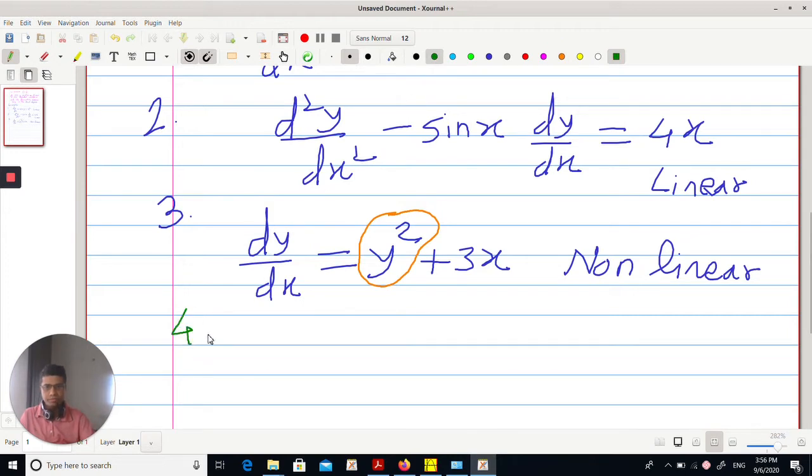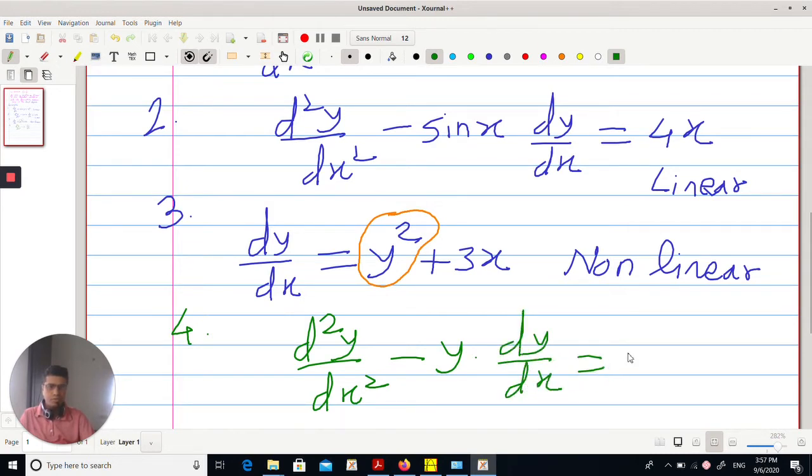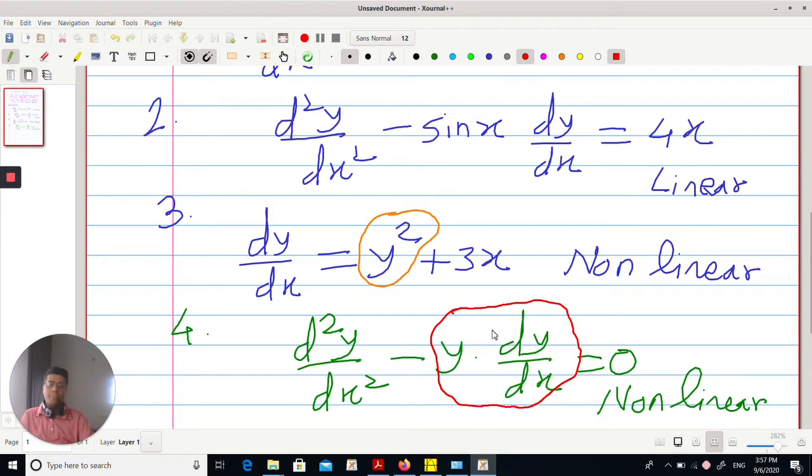Next example. d2y by dx square minus y into dy by dx equal to 0. This is also non-linear, because there is a product of the dependent variable y and its derivative. Now we discuss the method to solve first order linear differential equations.